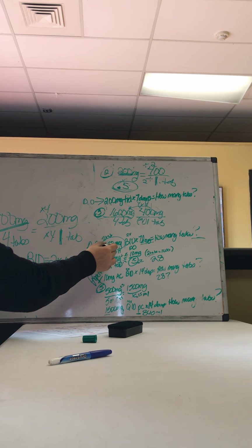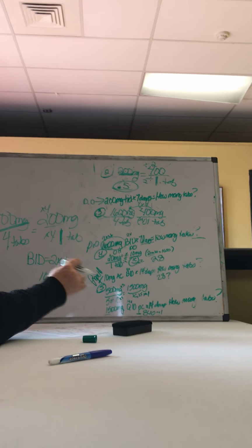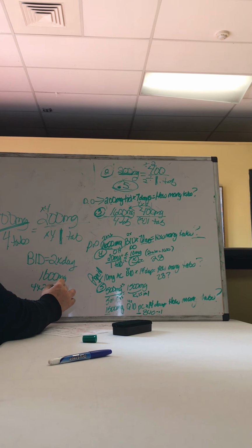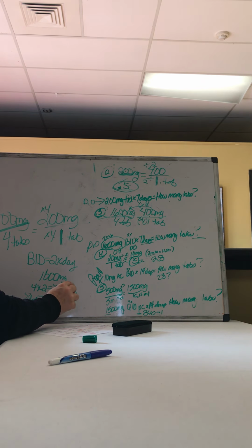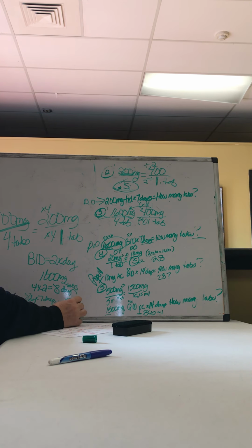Because he's got to take 1,600 twice a day. So for every dose he's taking 4, and he's taking it 2 times a day. That's how many tablets he needs in a day: 4 times 2. He needs 8 tabs a day. 8 tabs a day times 7 days, and this is what you're going to put in that bottle. 8 times 7 equals 56 tablets in a bottle.